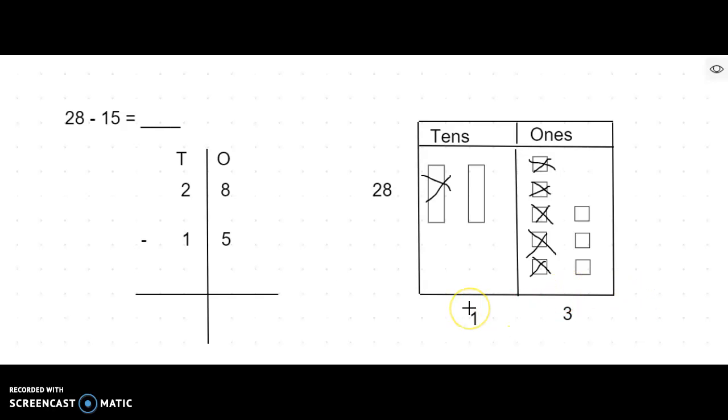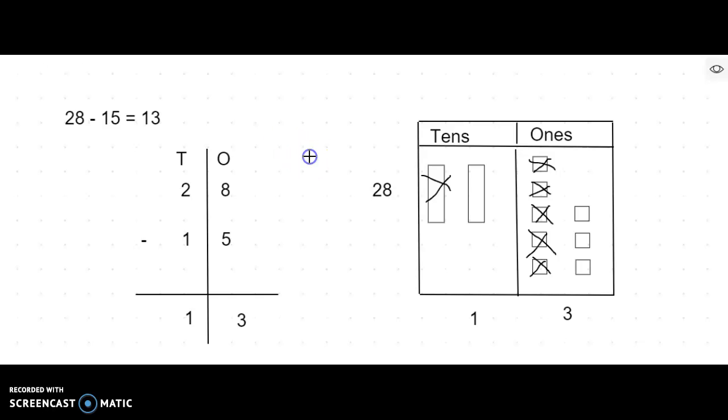I have 1 ten left and 3 ones left. I took away 5 ones and got 3. I took away 1 ten and got 1. I have 1 ten and 3 ones left. What is 28 minus 15? Yeah, it's 13. 28 minus 15 equals 13.